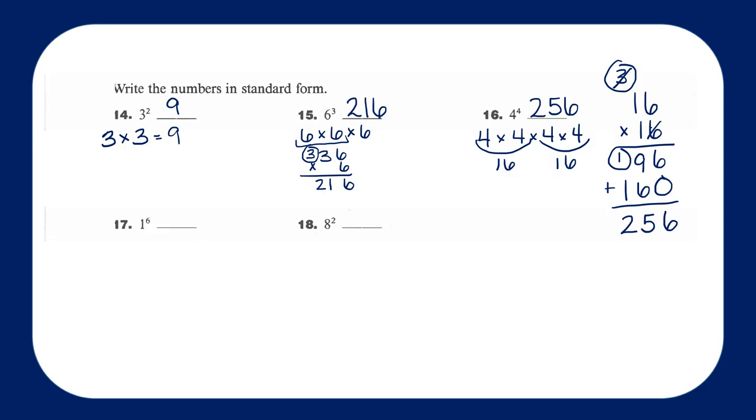Question 17. It's 1 times 1 times 1 times 1 times 1 times 1. Well, it doesn't matter how many times. This is 1, 2, 3, 4, 5, 6. But it doesn't matter how many times you multiply 1 times 1, you're going to get 1. Question 18. It's 8 times 8, and that equals 64.